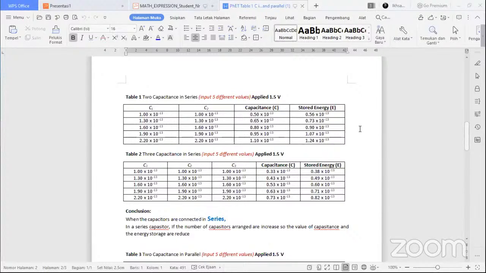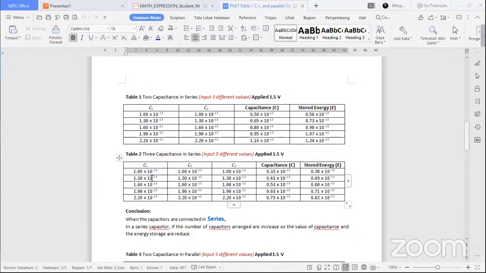Next, on table 2, three capacitors in series. For the first, we got 1 times 10 to the power minus 13. The capacitance is 0.33 times 10 to the power minus 13. And the stored energy is 0.38 times 10 to the power minus 13.